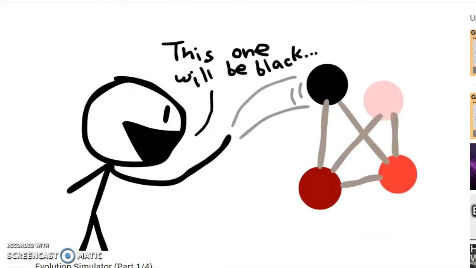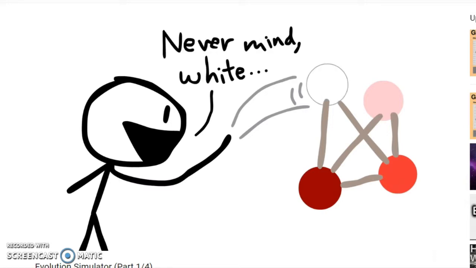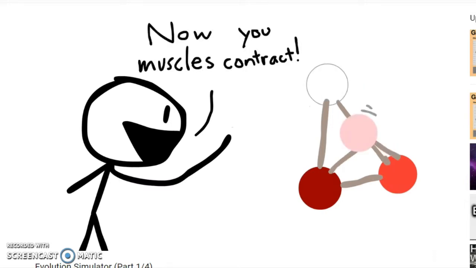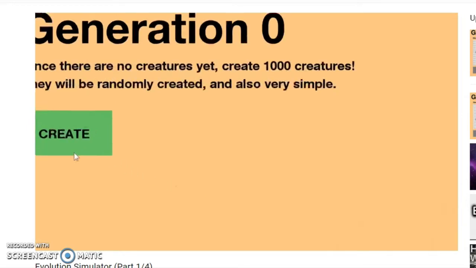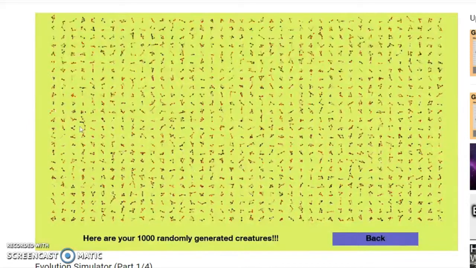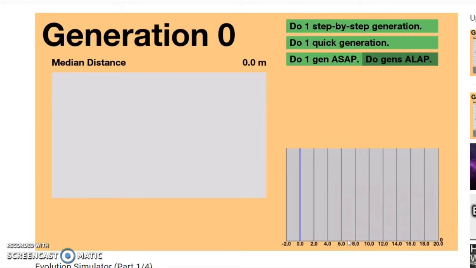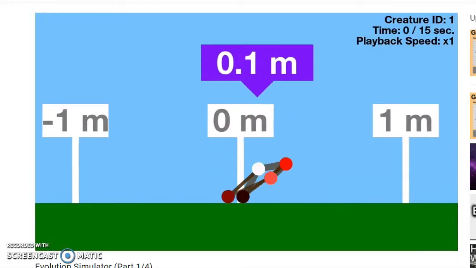Okay, so who gets to determine all these traits, like how frictiony nodes are, or what muscles' contract times are? Well, at the beginning, it's just random chance. They're randomly generated. So here are our 1000 randomly generated creatures. Their goal is to run as far as possible to the right in 15 seconds. They don't know that yet, but it's true. To start off, let's do a step-by-step generation to see what's going on behind the scenes with every generation that happens. Here's our first creature!